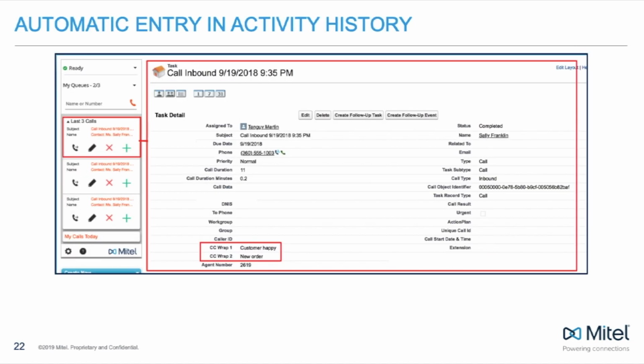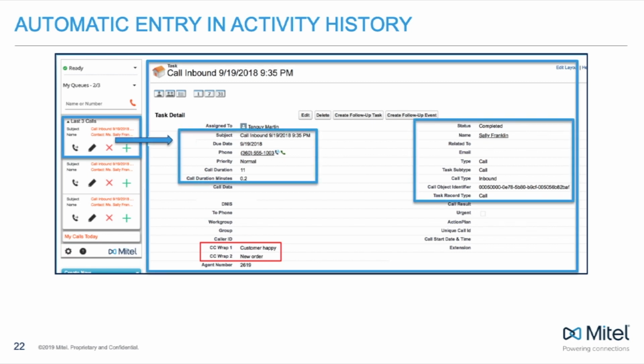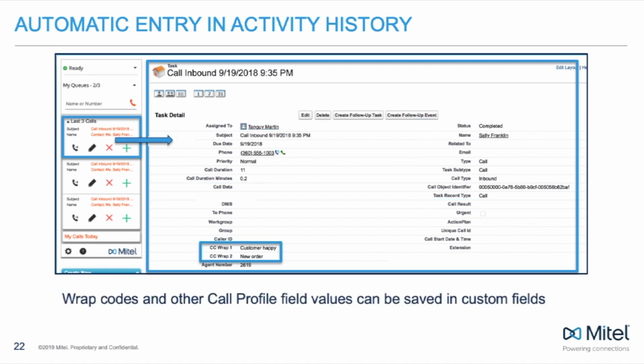When the call is completed, the integration will create an activity object in Salesforce in the form of a completed task. Basic information will be transferred to the task. This capability has existed in previous releases, but what is new in this release is that now wrap codes and other call profile values will be transferred to Salesforce as well. The number of fields captured and their types are completely customizable. This capability is only available in MyCloud Connect implementations.